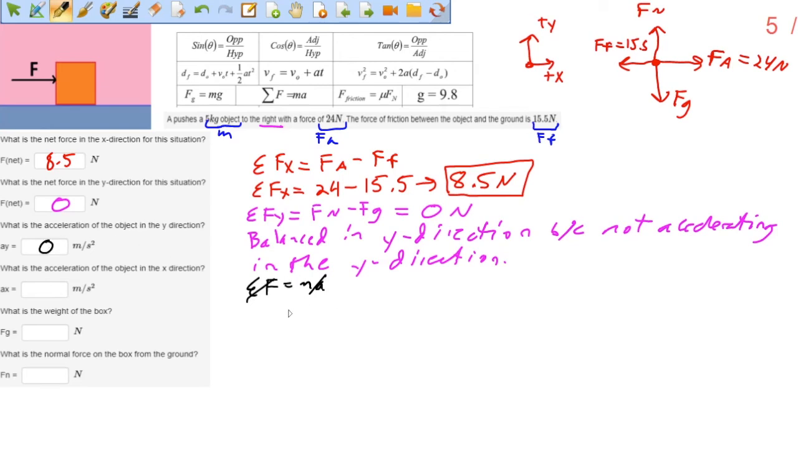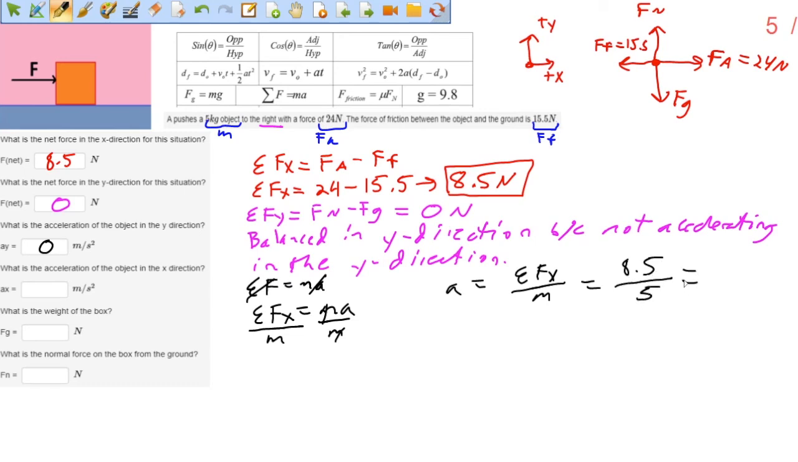Let's go ahead and use that equation to figure out the acceleration in the x direction. Net force in the x direction is equal to mass times acceleration. So if we want to solve for acceleration, we're going to divide by mass. And we find out that acceleration is just equal to net force in the x direction divided by mass. Go ahead and plug in our numbers here: 8.5 for net force and 5 for mass. We find out that acceleration in the x direction should be equal to 1.7 meters per second squared.